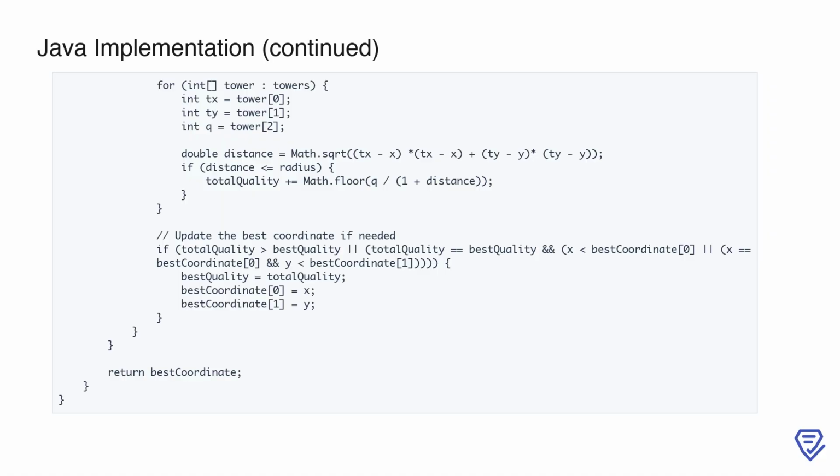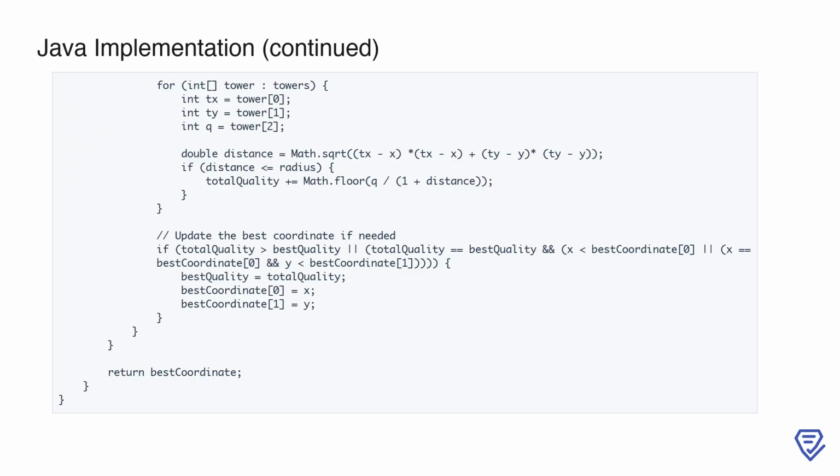For each coordinate in the grid, we calculate the total signal quality by iterating over all towers. For each tower, we extract its x and y coordinates and its signal strength, q. We then compute the Euclidean distance between the tower and the current grid point using the distance formula. If the distance is within the given radius, the tower's contribution to the signal quality is calculated using the formula q / (1 + distance), and added to the total quality.